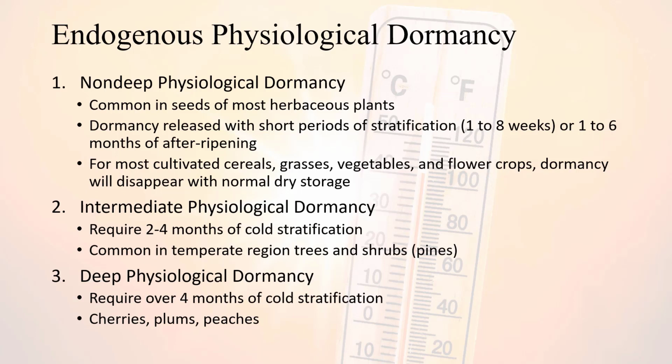Now, some plants require even more time spent under stratification. And these are plants that have deep physiological dormancy. And examples of these are cherries or plums or peaches.